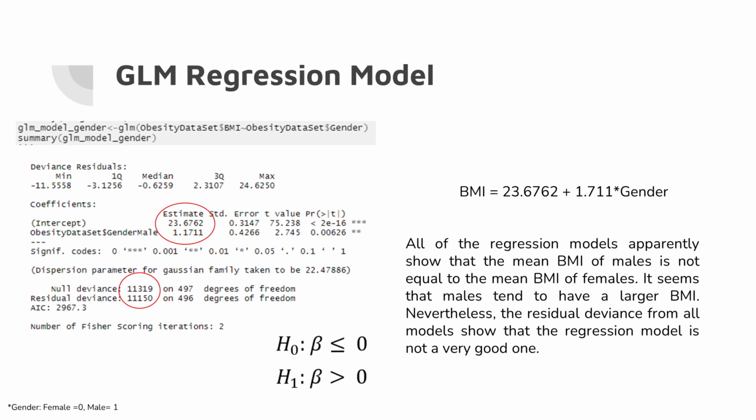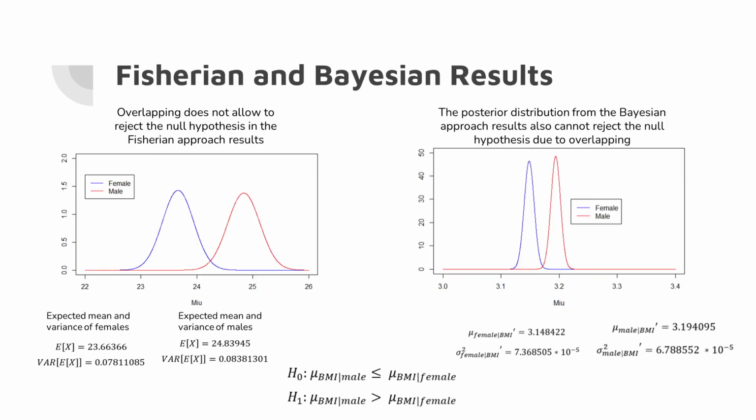All of the regression models apparently show that the mean of BMI of males is larger than the BMI of females, which would reject the null hypothesis. But nevertheless, the residual deviance from all models shows that the regression model is not a very good one.